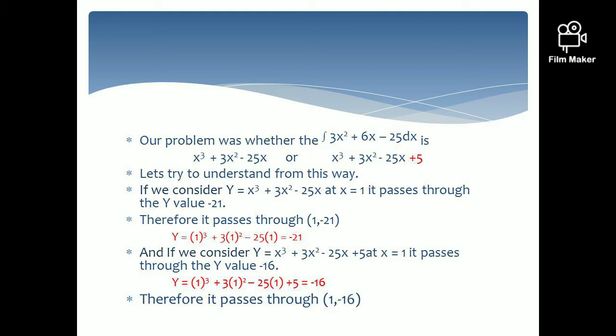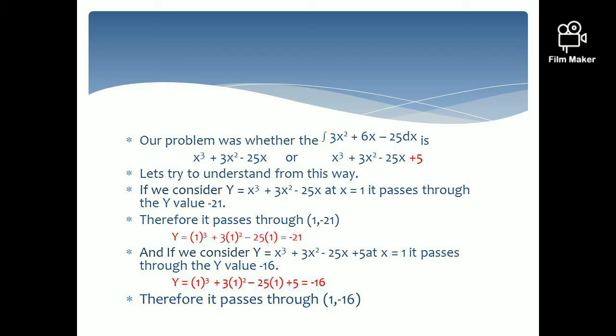Let's try to understand in this way. If we consider y equals x cube plus 3x squared minus 25x, at the point x equals 1 it passes through the y value of minus 21. That means if you substitute x equals 1 into the equation y equals x cube plus 3x squared minus 25x, you receive the y coordinate where it passes through. You will receive the answer minus 21.